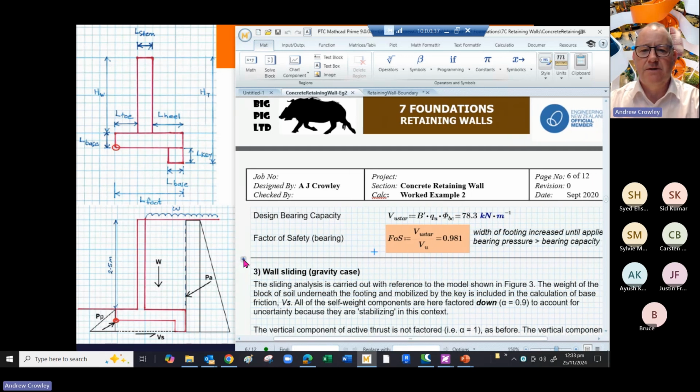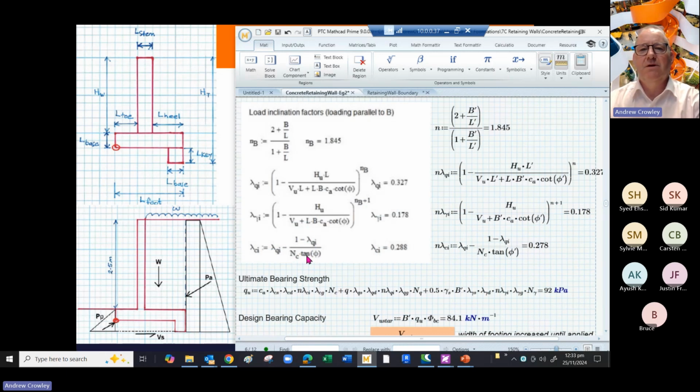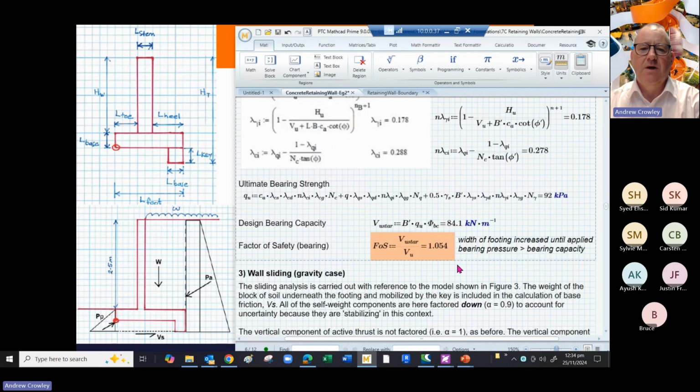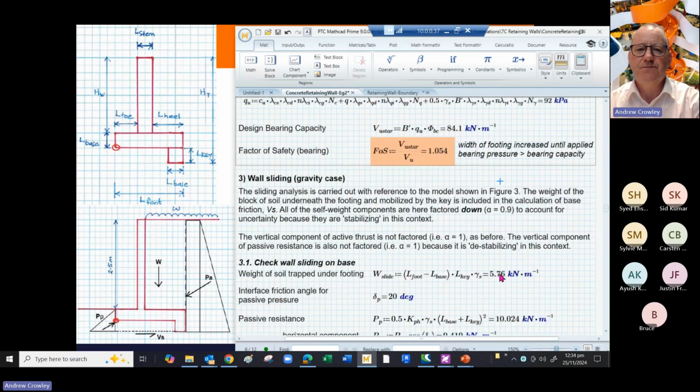I've also got another calculation which is taking it straight from module 6 of MB, and they use slightly different parameters. They use parameters for the load inclination factors given here, and I think that's come from a formula by Vesic. The load inclination factors end up slightly larger, so your bearing capacity is also slightly larger. So your design bearing capacity works out as 84.1 kilonewtons per meter, which gives our factor of safety in bearing as slightly over 1. How convenient.